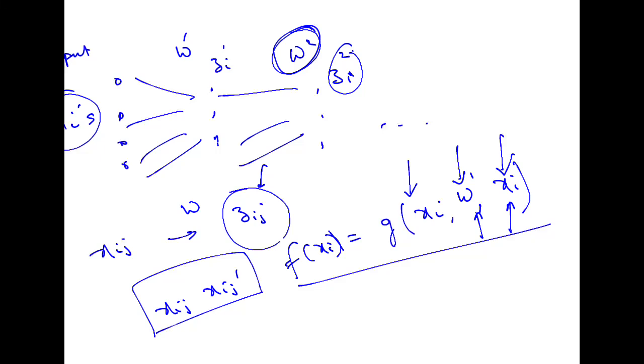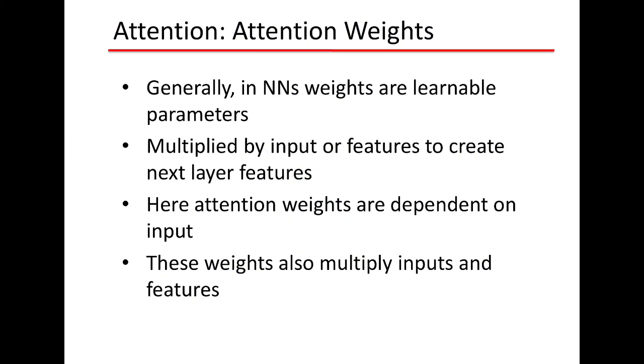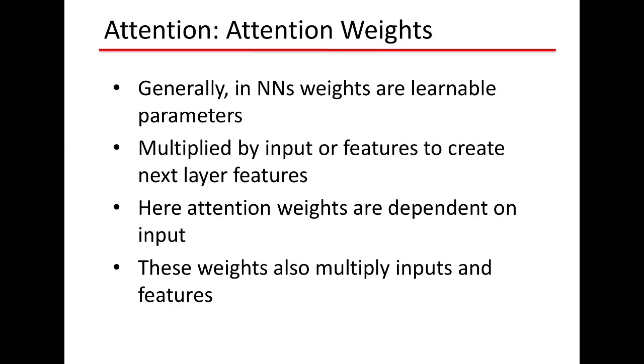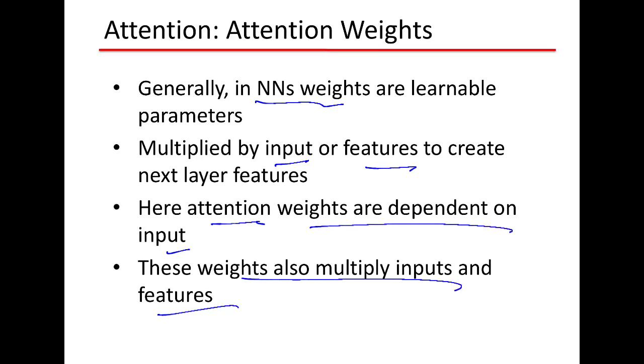So this is what I have just mentioned here. Generally, weights are learnable parameters multiplied by input or feature vectors to create the next layer of features. But here, attention weights are dependent on the input, and these weights also multiply with the input features. So that's how attention is fundamentally different from neural networks. Instead of a simple computational graph, I'm creating a directed acyclic computational graph.